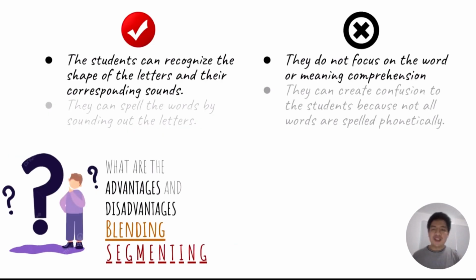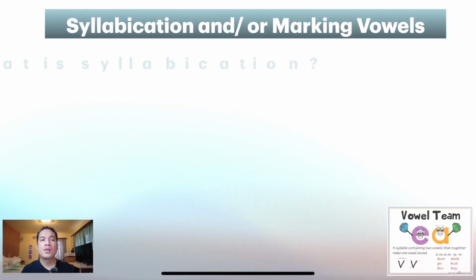What are the advantages and disadvantages of using blending and segmenting for word recognition? For the advantages, the students can recognize the shape of the letters and their corresponding sounds. They can spell the words by sounding out the letters. For the disadvantages, they do not focus on the word or meaning comprehension. They can create confusion to the students because not all words are spelled phonetically. We shall now proceed to the next strategies.